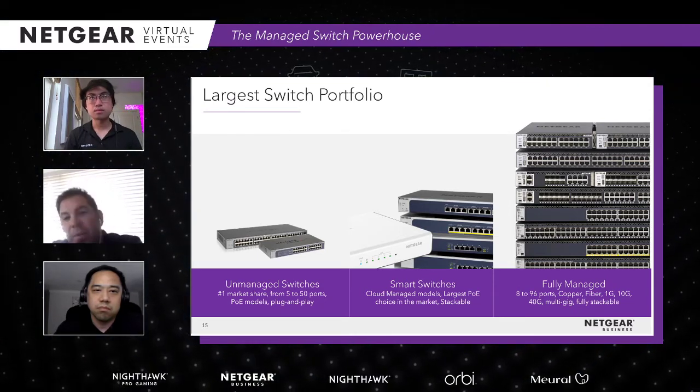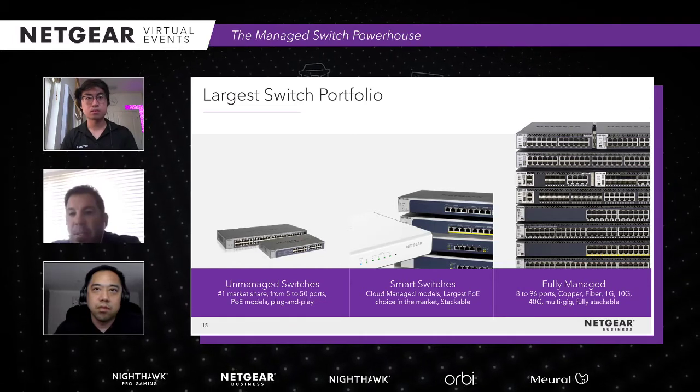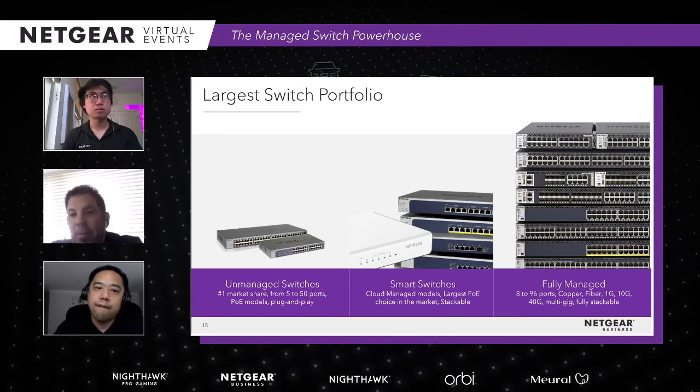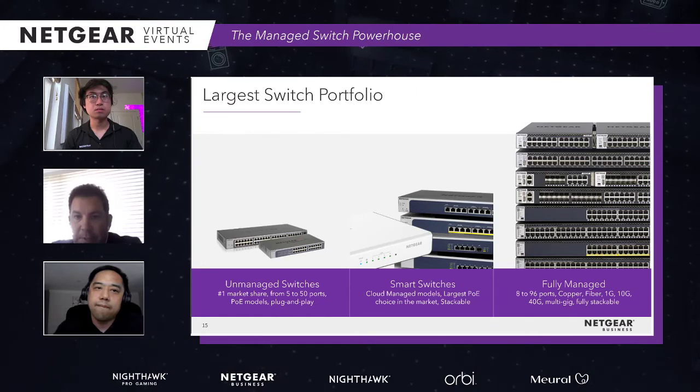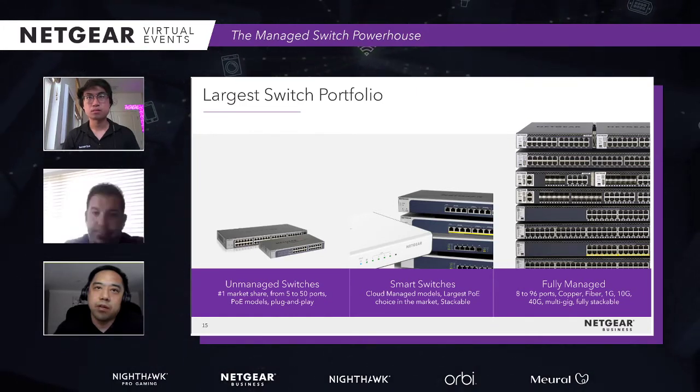Randy, did I miss anything? I think those are the key ones: the power redundancy, the management aspect. Oh, and the M4300 has a far more robust chipset as well. You got it. Pretty much got them all.